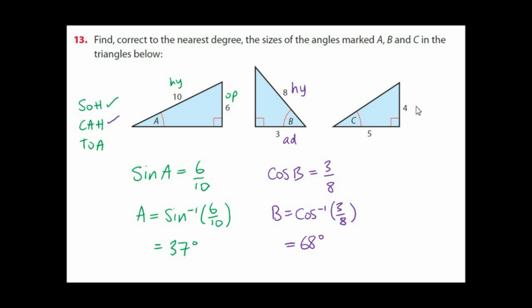Okay, the last one, you should have an idea what to do now. We label our sides. We choose which formula to use with opposite and adjacent. This would be tan. So tan of the angle C is opposite over adjacent, 4 over 5. So C equals tan inverse 4 over 5, because we always use inverse when we're finding an angle. We type this into the calculator, and to the nearest degree that's 39 degrees. Important to be able to do that.